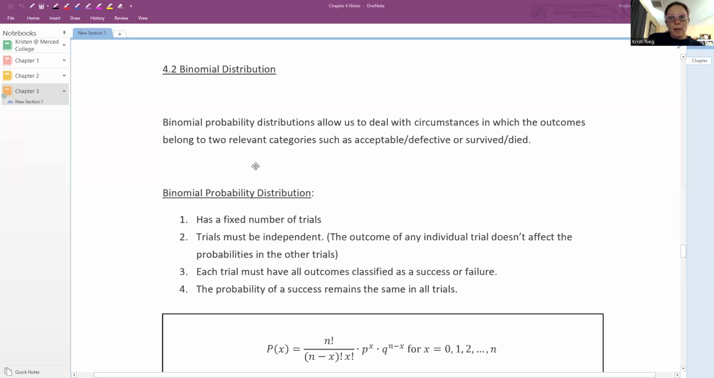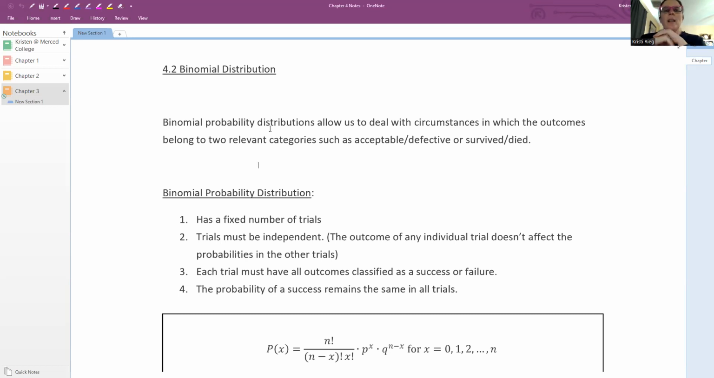Okay, so we have binomial distribution. What binomial distribution is, it allows us to deal with circumstances which belong to two outcomes. Common outcomes would be acceptable and defective, survived and died, true or false, yes or no, where there's two choices. If I said, I'm going to draw a card out of a deck of cards, and I'm going to record the suit, there's a lot of different suits. There's hearts, there's diamonds, there's clubs, there's spades.